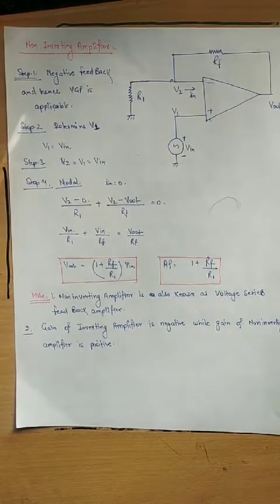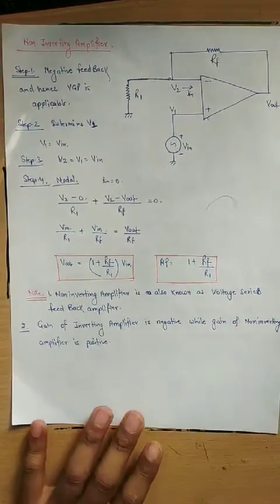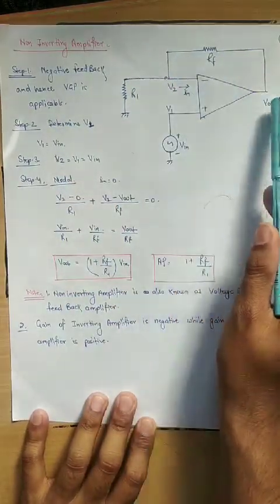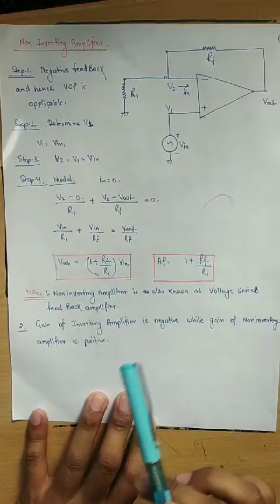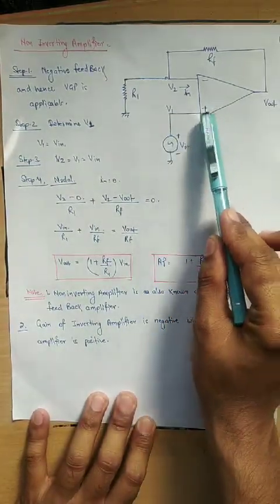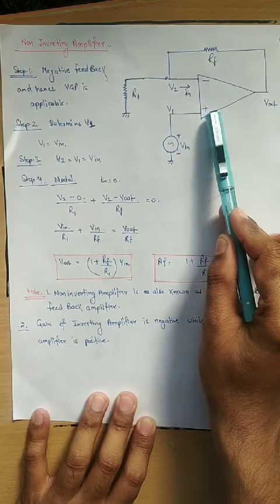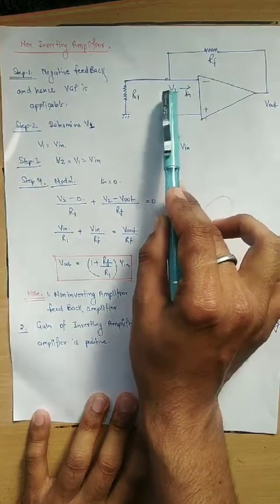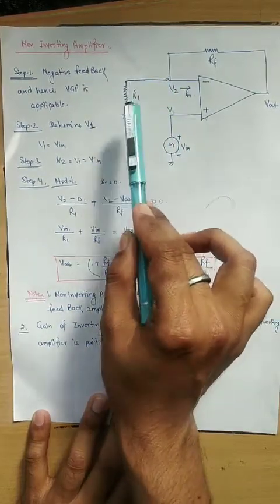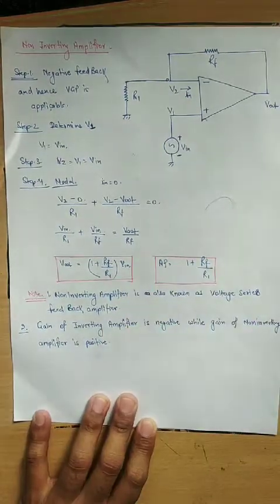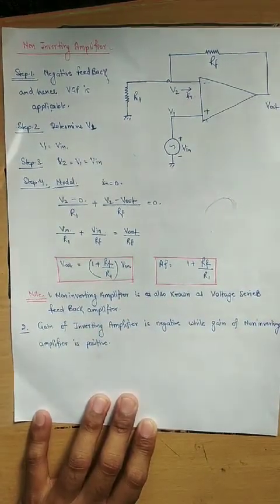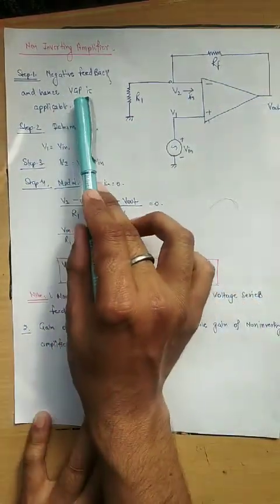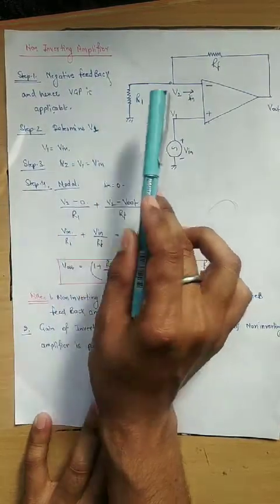Now let us discuss the non-inverting amplifier. For non-inverting amplifier, again it is an amplifier, so negative feedback is provided. Output is connected to negative terminal and input is applied to non-inverting terminal, that is positive terminal, and the inverting terminal is grounded. We cannot ground it directly, we have to provide the resistance. So resistance R1 is connected. So it is very basic, simple. Again, first check whether the negative feedback is provided or not. So negative feedback is provided, that is why VGP, virtual ground process, is applicable.